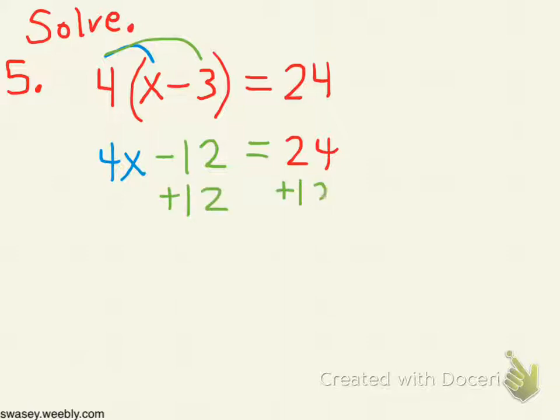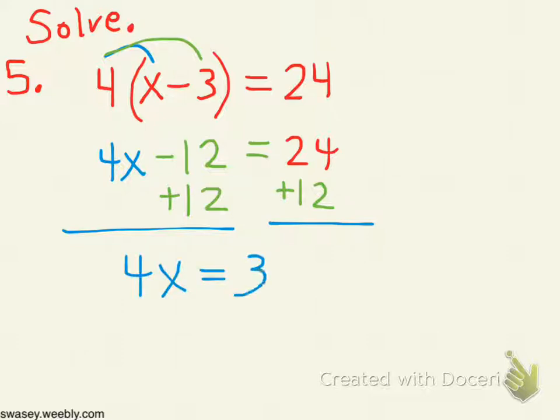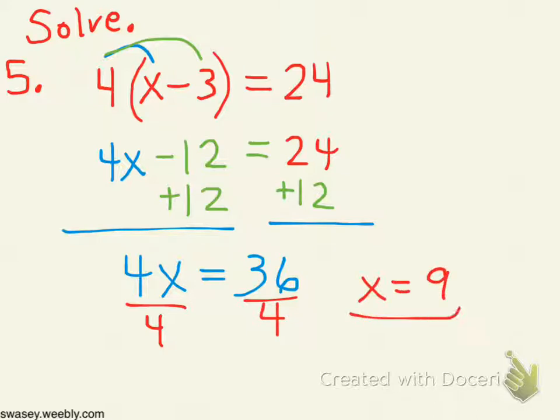So now, once you've distributed, this equation here is a 2-step equation. So do what we did in the last video. You're going to undo addition or subtraction first, and then undo multiplication. So add 12 to each side, we get 4x equals 36, and we add 24 and 12. To get rid of multiplying by 4, divide by 4. Anything you do to one side, do to the other. And so we get x equal to 9.